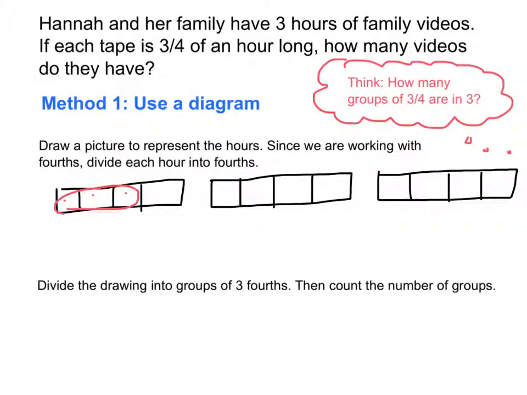That's one group. Then we're going to count 3 more fourths. 1, 2, 3. That's another group of 3/4. Go ahead and circle it. Okay, we have another group of 3/4. 1, 2, 3. Go ahead and circle it. And then we have one more group. 1, 2, 3. Go ahead and circle it. Then you count how many groups you have. How many groups of 3/4 do we have in these 3 hours? Jonathan? 4. Good, we have 4 groups.